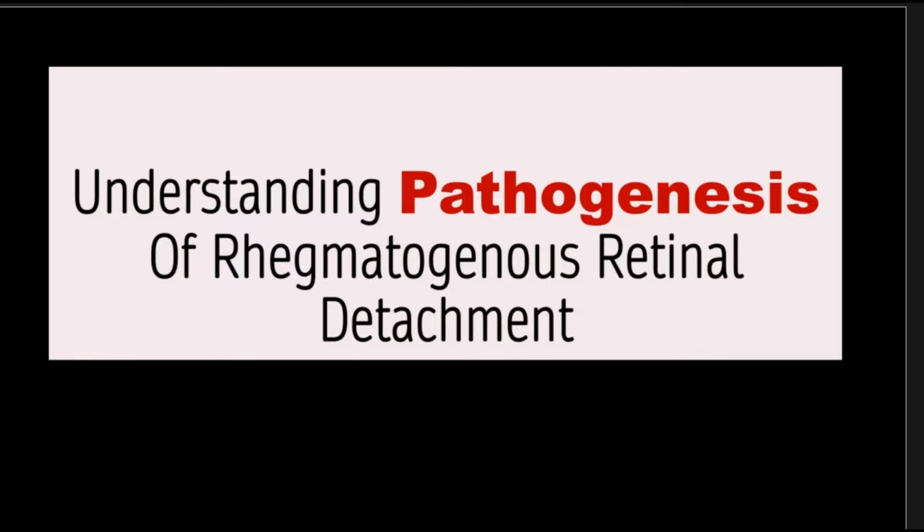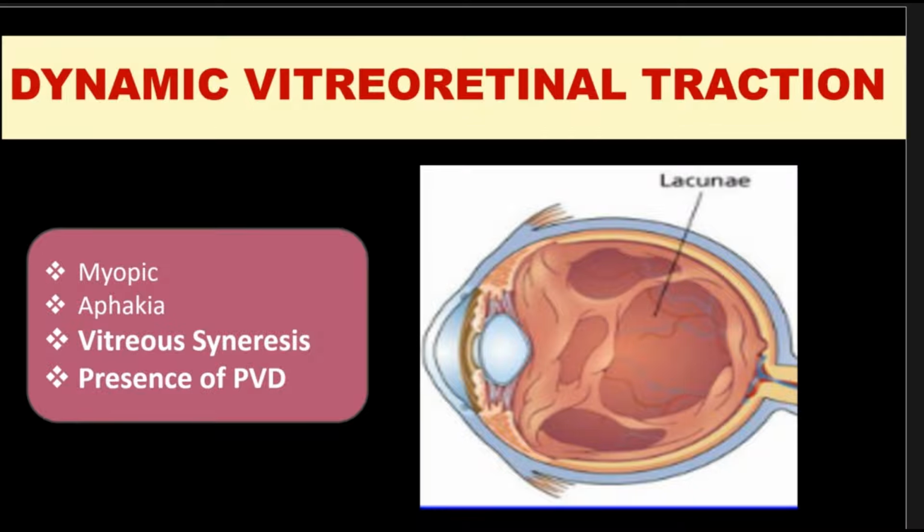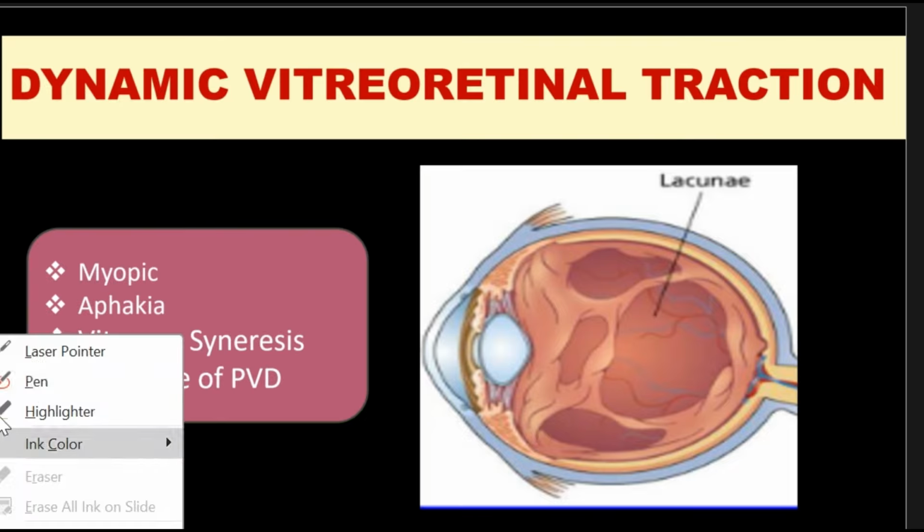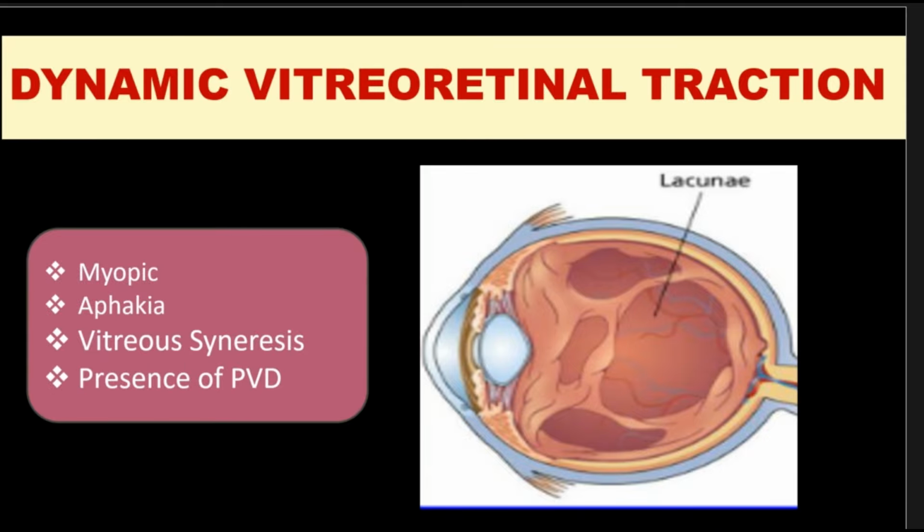Now, let us try to understand the pathogenesis of rhegmatogenous retinal detachment in detail. Here, the myopic patients and the patients who have aphakia or pseudophakia are the ones at greater risk of development of rhegmatogenous retinal detachment. This happens because of two important processes going on in the vitreous, and those are vitreous syneresis and the posterior vitreous detachment.